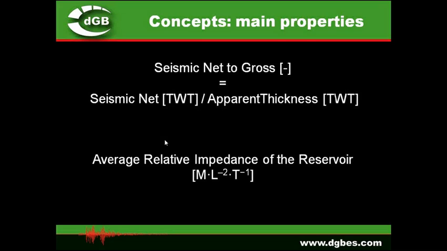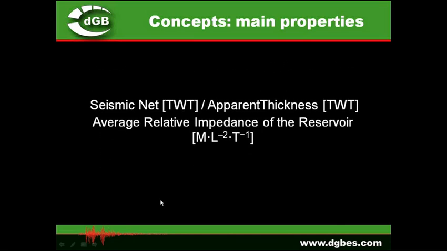The other key property that I want to introduce you to is the average relative impedance of the reservoir. Here we take the top reservoir horizon, the bottom reservoir horizon. We extract and sum all the relative impedance samples in this interval and then average them.